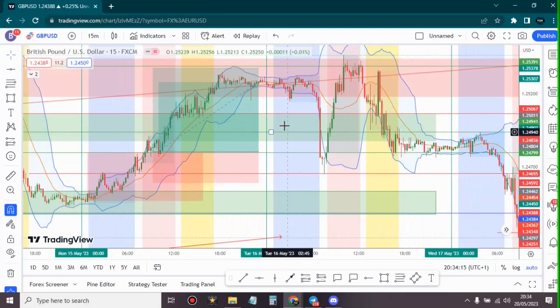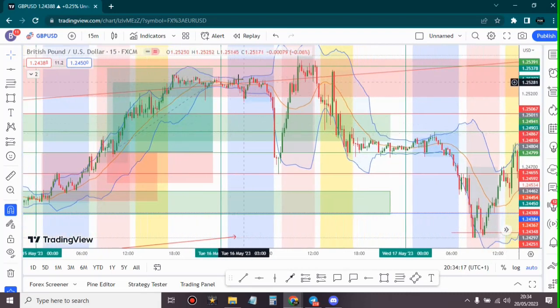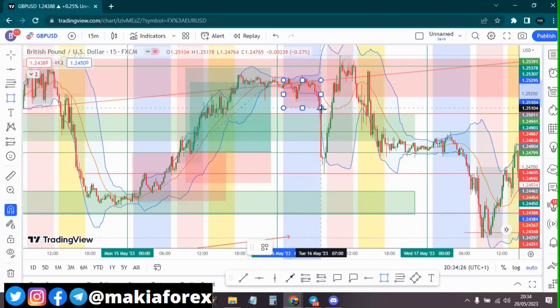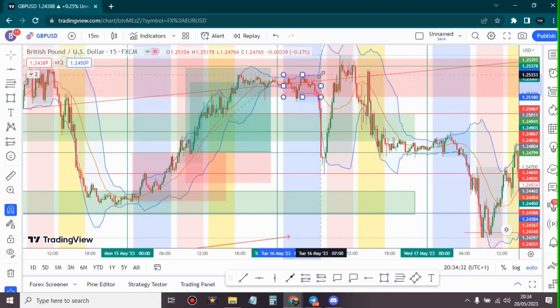Now look at Tuesday. In this particular case, on Tuesday we see that market was consolidating in the Asian range, but this is actually the Asian range from 1 a.m. to about 4 a.m., if you know what I'm saying. So this is the Asian range.